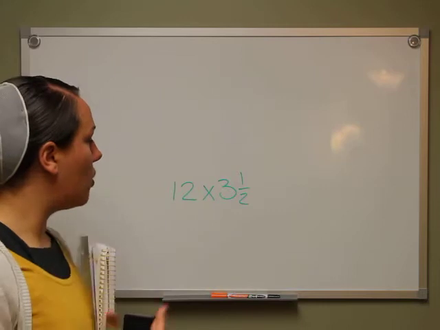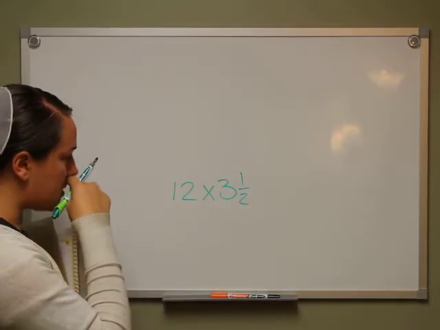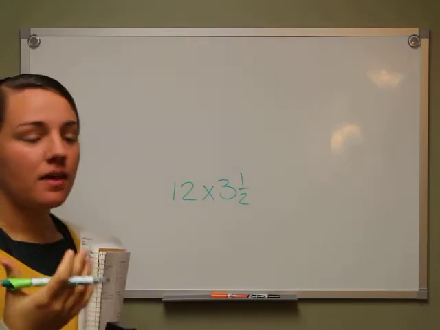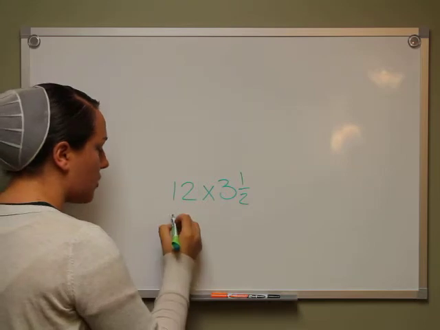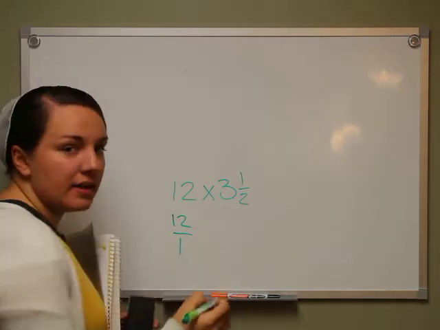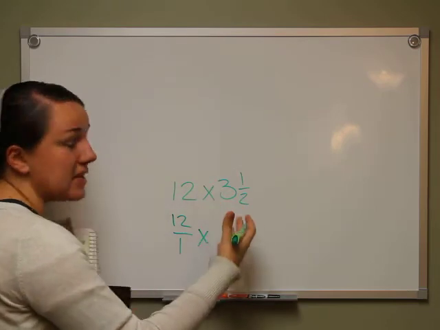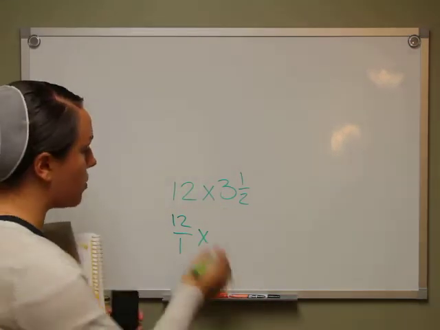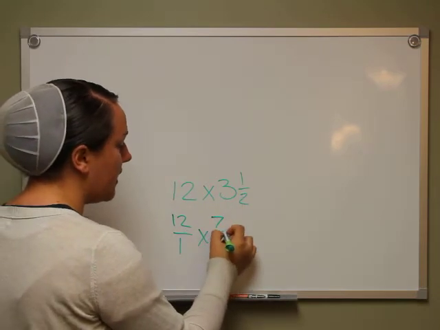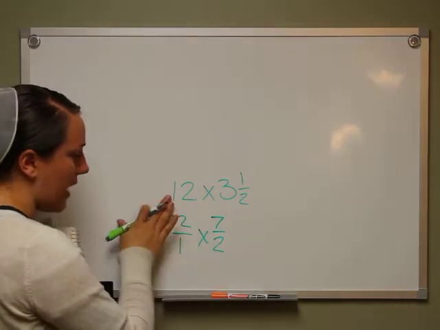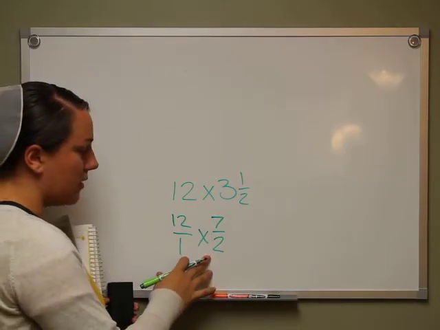Okay, now we have a whole number and a mixed number, and we're going to multiply them. In order to multiply a whole number and a mixed number, first we have to make each of them a fraction. To make 12 a fraction, we're going to go 12 over 1. Now, we need to make our mixed number an improper fraction. So 2 times 3 plus 1 is 7, and then over 2, okay? So now this is a fraction.